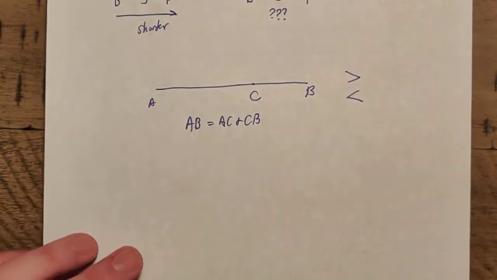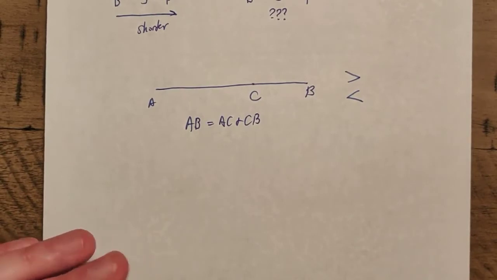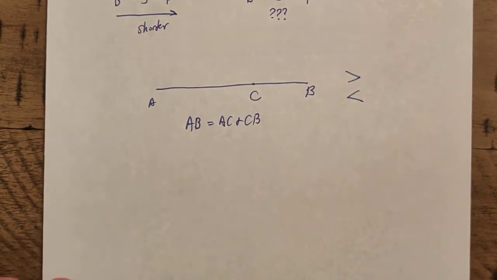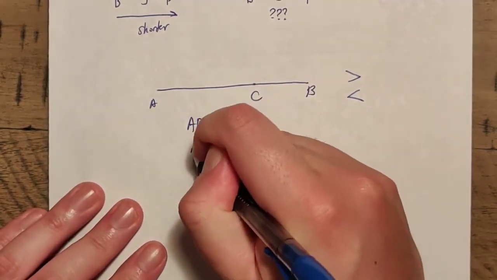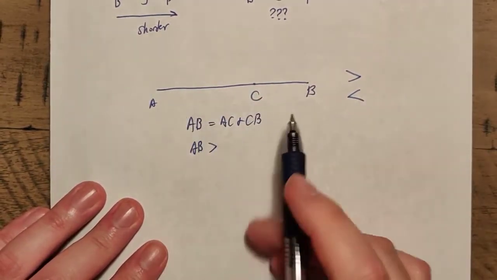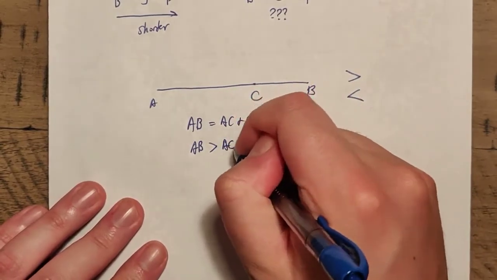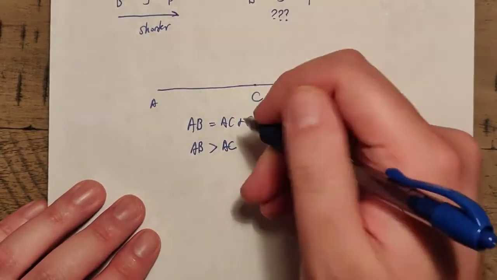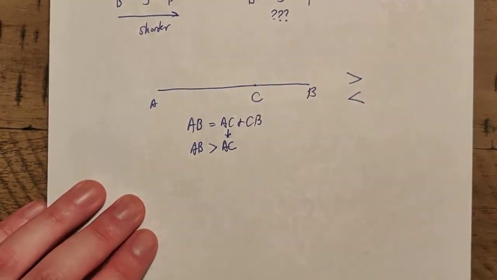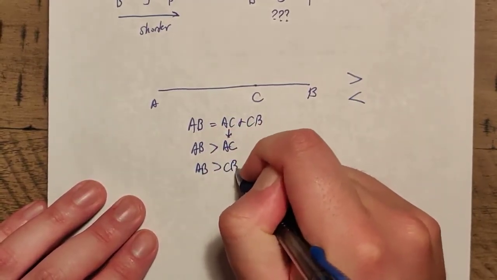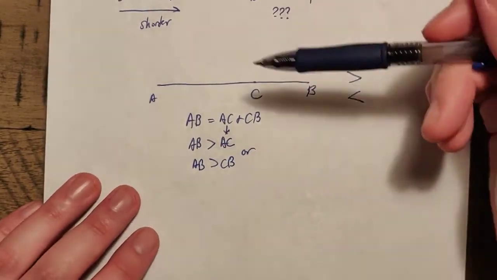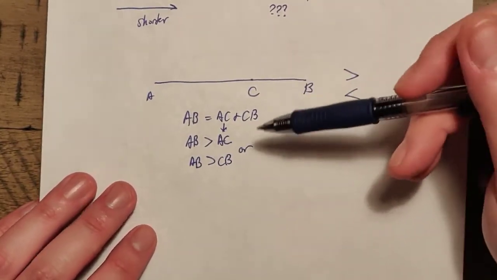So we have AB is greater than AC plus CB. Or AB is equal to AC plus CB, I apologize. We should be able to change this up so it says greater than instead. Presumably, because none of these lengths are 0, we can say that AB is greater than AC. Another thing we can say is AB is greater than CB. Notice how we can go from this down to either of these two things.